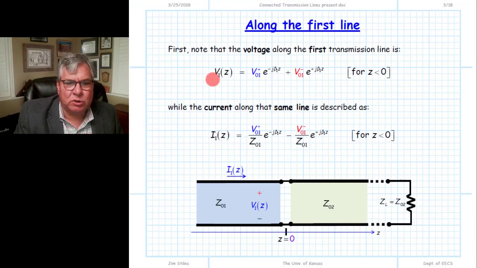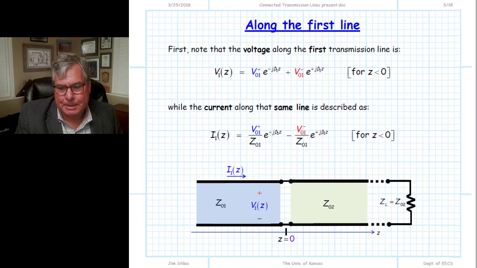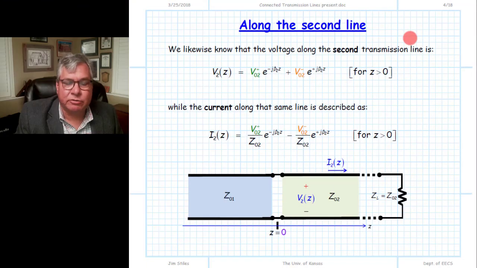Our expressions for the total voltage and total current are precisely the same as before. And again, I emphasize these are valid only for index z which is non-positive, negative or equal to 0. Along the second transmission line, again, we have a total voltage and total current that are dependent on the two unknown wave amplitudes for the second transmission line, V02 plus and V02 minus. Again, these are valid only for indexes z which are non-negative, 0 or greater than 0.